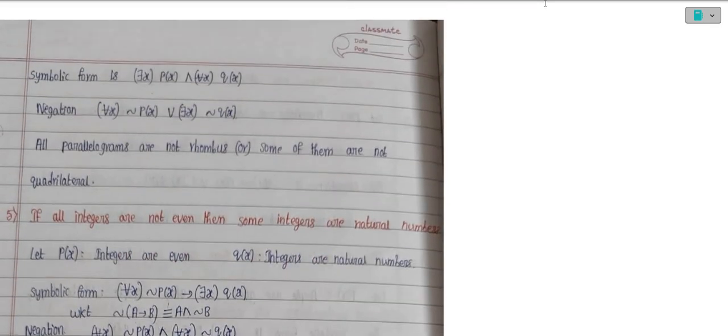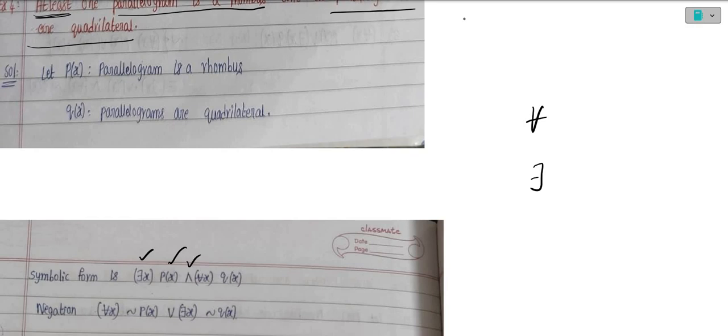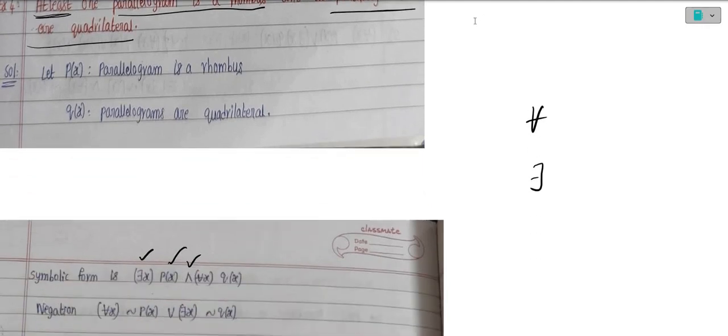The symbolic form is, once observe. Here at least is there. For at least I am replacing there exists X. If there is for all, I put the for all symbol. But here at least is there. That's why I am putting the there exists symbol, there exists X. This is P of X. I am writing P of X. Here and is there. For that and I am putting the symbol inverted V. And all parallelograms are quadrilateral. All parallelograms, that's why I am writing for all X. The remaining statement is Q of X only.